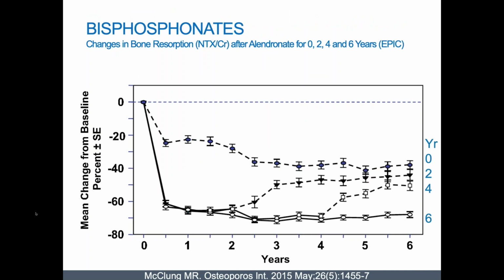So here, when the patients are given alendronate for 2, 4, or 6 years, you can see over 6 years you get continuous suppression of the bone resorption marker NTX. Whereas after 4 years, if you stop, you get partial resolution, but it's not complete resolution. So this continuous effect after stopping seems to happen with alendronate.